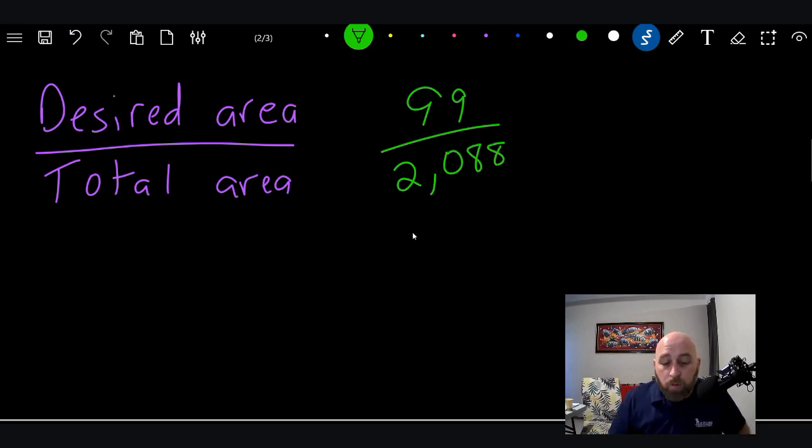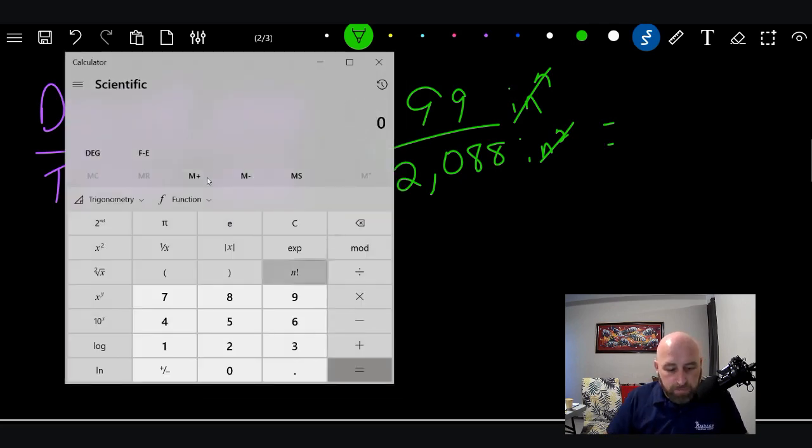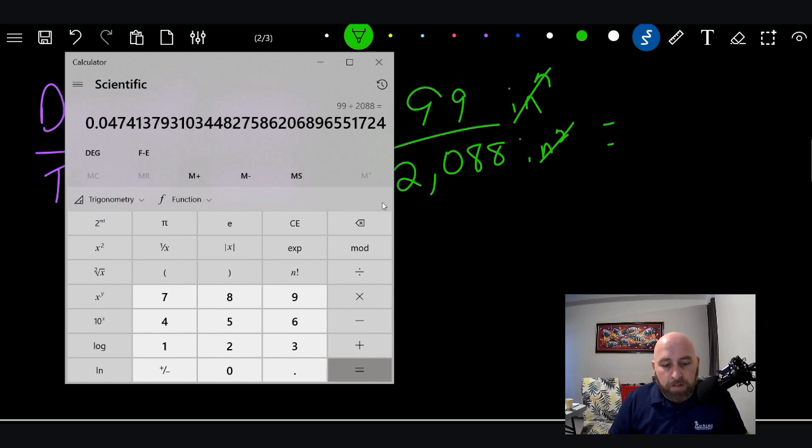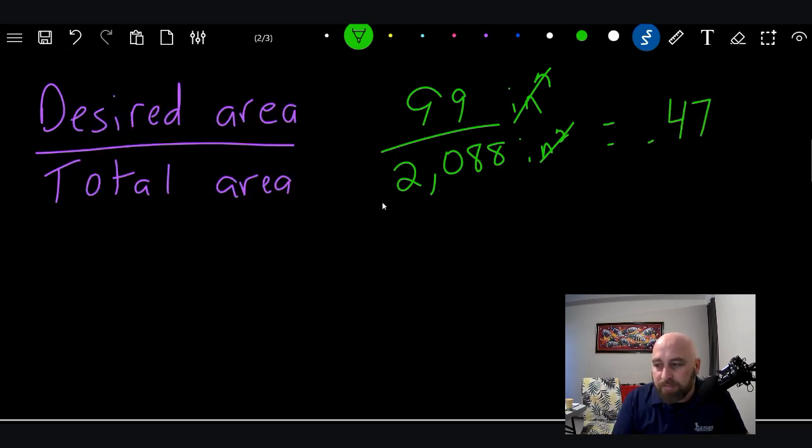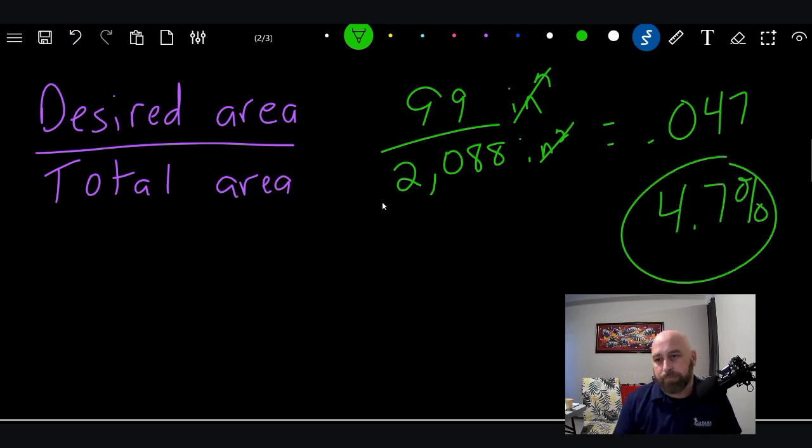All right. And what we want to do now is go ahead and divide that. Technically it is inches squared over inches squared, but that's going to cancel when we divide. So it's 99 divided by 2088, which equals 0.047, sorry, 0.047, there we go. So there is a 4.7% chance that that is going to happen. The chances are that it's going to land on the table and not in the hamburgers, but there is a 4.7% chance that it would land in the hamburgers.